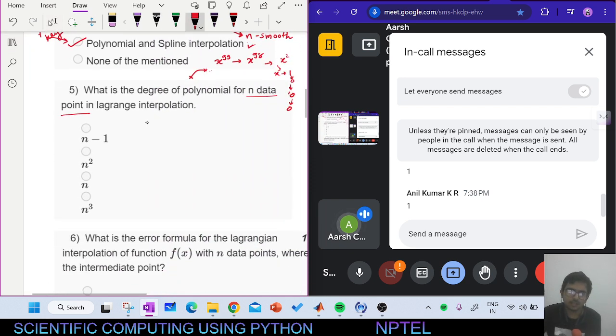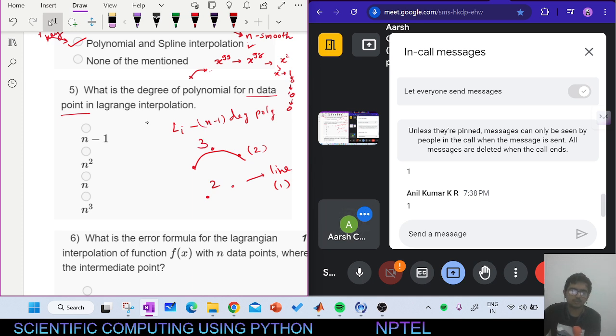Right, this is something that we know because Li is going to be an n minus 1 degree polynomial, and you know that if you have 3 points, then you can pass a parabola. If you have 2 points, then you pass a straight line, which is just degree 1. This is degree 2 for 3 data points. Okay, so degree is always 1 less than the number of data points.